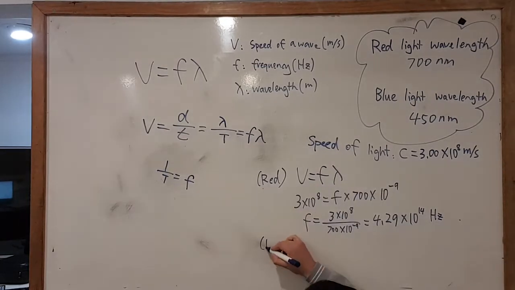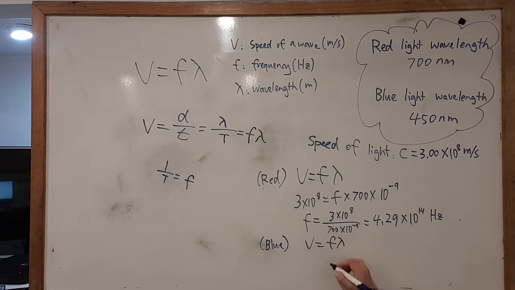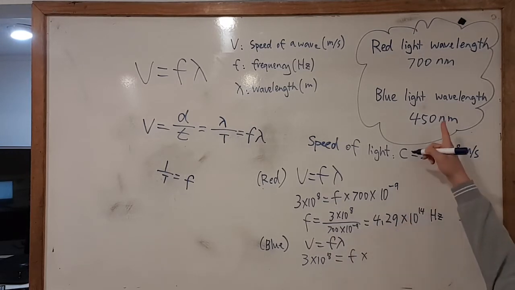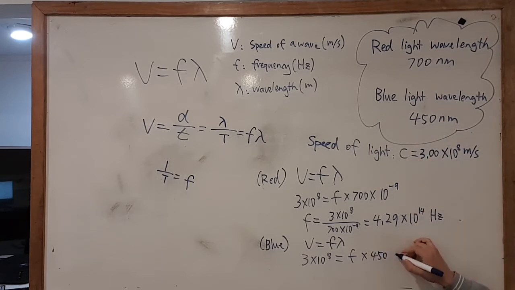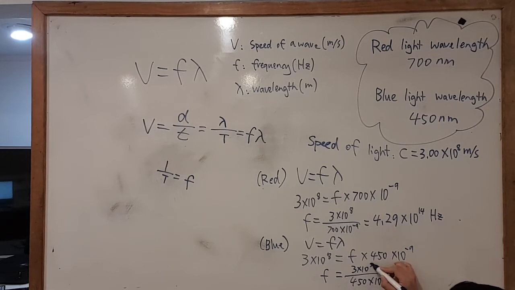Say I want to find out the blue light's frequency. So v equals f lambda. I put the values here. All right, v is 3 times 10 to the power of 8 equals frequency. Okay, I don't know the frequency for this one, times the wavelength. The blue light wavelength is 450 times 10 to the power of -9. Okay, and then rearrange: f equals 3 times 10 to the power of 8 divided by 450 times 10 to the power of -9. If you put that in the calculator, 3 divided by 450, that equals 6.66 times 10 to the power of 14.